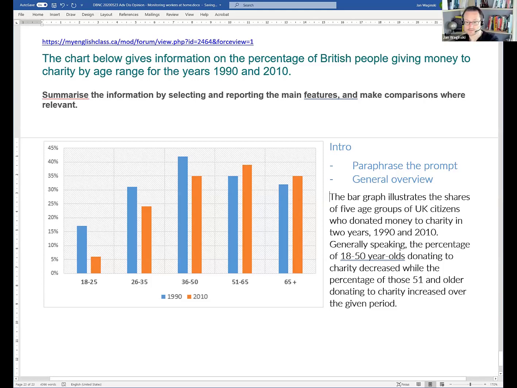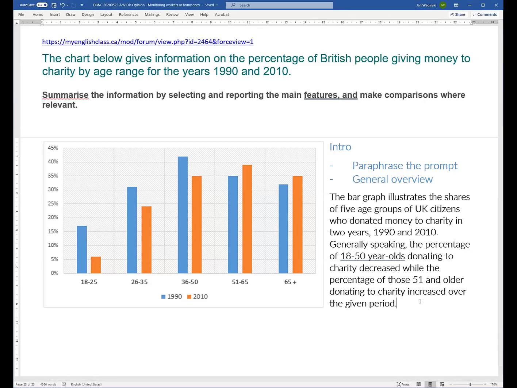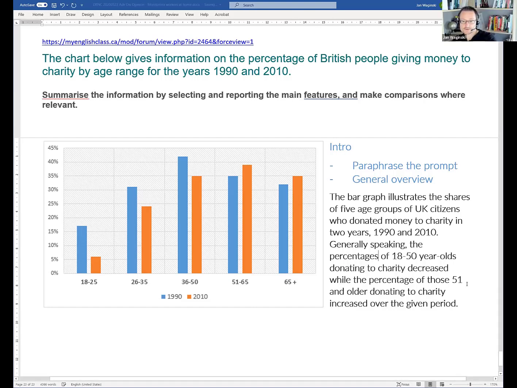During the two years, the percentage of those aged 18 to 50 donating to charity decreased, while the percentages of those 51 and older donating to charity increased over the given period. Here the word is percentage, because we are talking about more than one age group. Shall we say percentage or percentages of 18 to 50? Both are okay. Let's make it percentages: while the percentages of those 51 and older donating to charity increased over the given period.